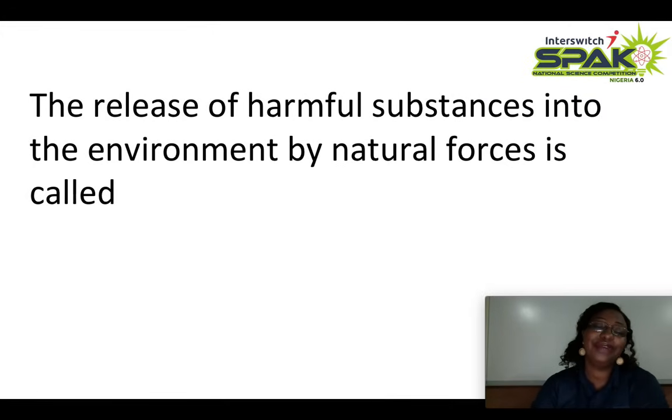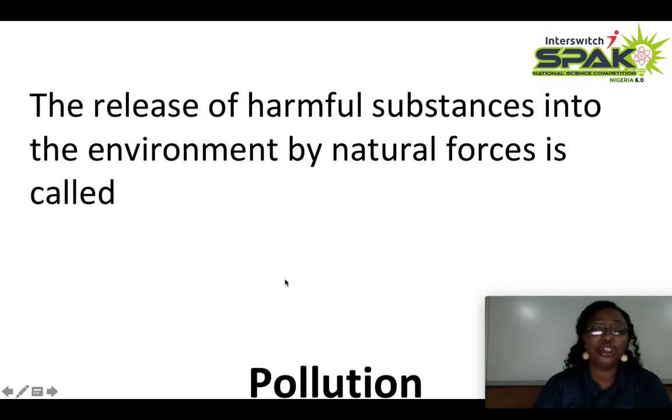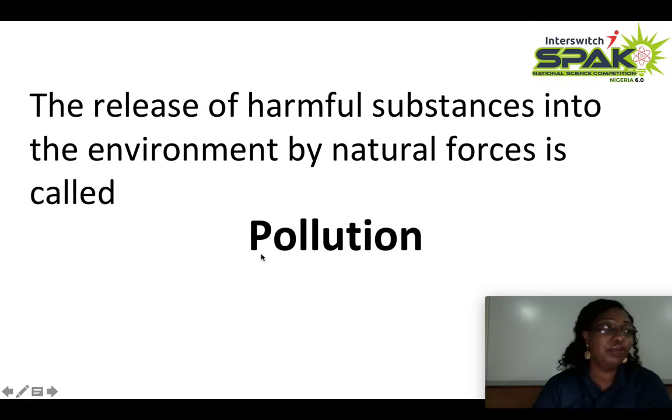Oh, I love this question. It's a simple question, so I hope that everybody will be able to get it. The release of harmful substances into the environment by natural forces is called pollution. Yes, the answer is pollution. And we have types of pollution. We have land, we have air, we have water, we even have noise pollution.